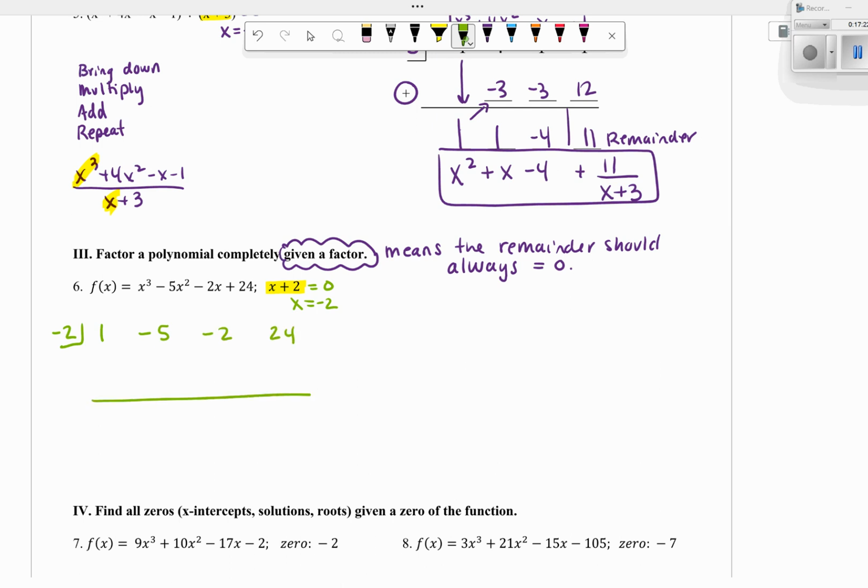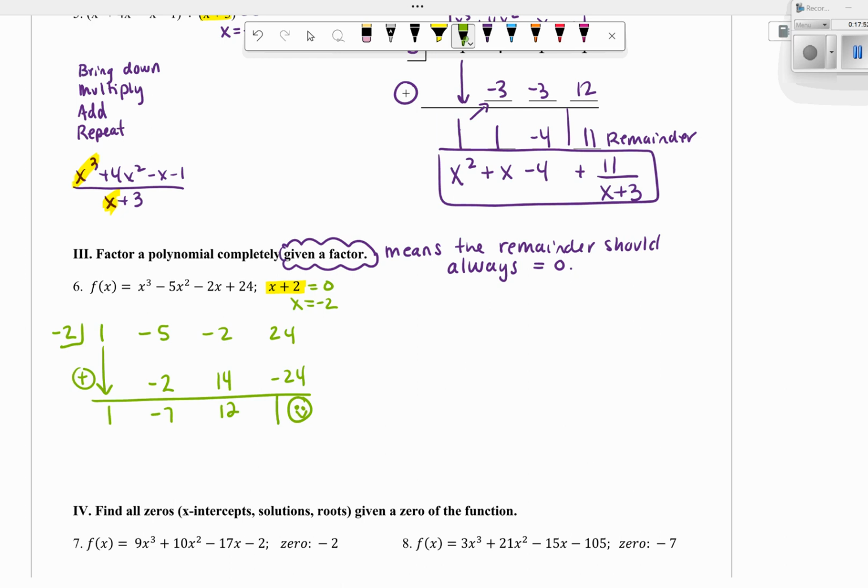So we're going to go ahead and bring down our first term, which is the 1. Then we're going to multiply. So 1 times -2 gives me -2. Add them together, which gives us -7. -7 times -2 gives us +14. Add those together to get 12. 12 times -2 is -24. And then notice that our remainder is 0, which is what we want because it says it's a factor.